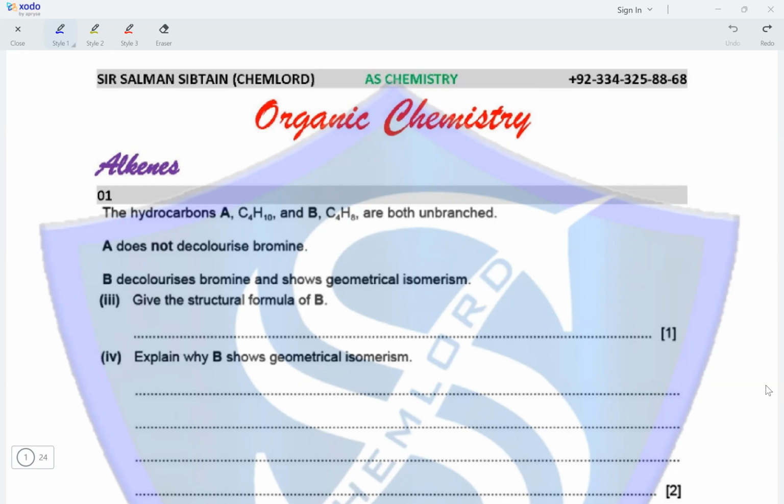So there are two possible structures that can have this molecular formula, one of them being CH2 double bonded to CH, single bonded to CH2, and then single bonded to CH3. This is known as but-1-ene. And then there is another one in which we have a CH3 group, single bonded to a CH group, double bonded to a CH group, which is single bonded to a CH3 group. So this is called but-2-ene.